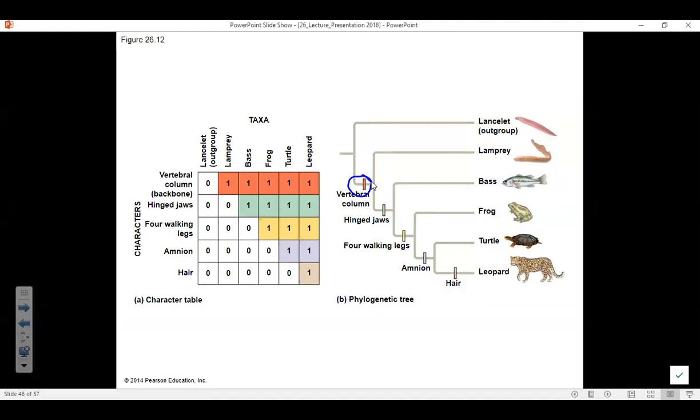Then we have something like hinged jaws. Only 4 of the 6 had them, so this must have been an area of branching. And then the 4 walking legs, and then the amniotic sac and hair, and you can just continue to separate each other this way. We're gonna look at similarities in amino acids.